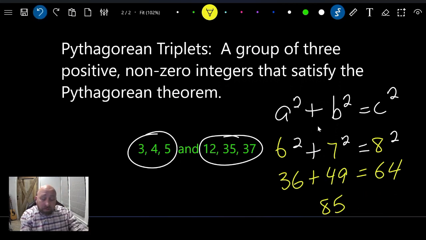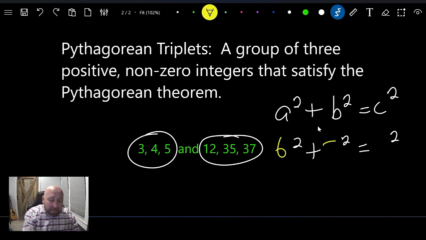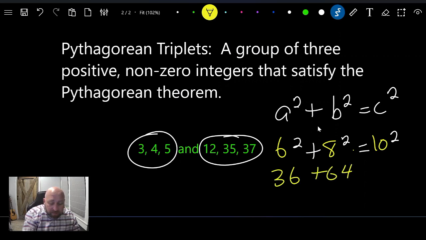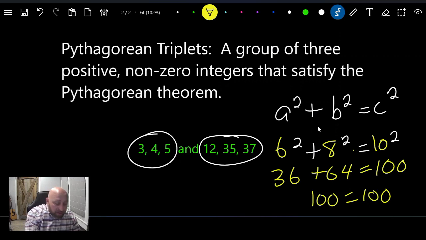There's a few that do. You could also do 6, 8, and 10. Check this one out. 6, 8, and 10 also work. If I have 6 squared, I have 36. 8 squared is 64. And 10 squared is 100. 36 plus 64 is 100, equals 100. So these would be Pythagorean triplets. So we could add that to the list: 6, 8, and 10.